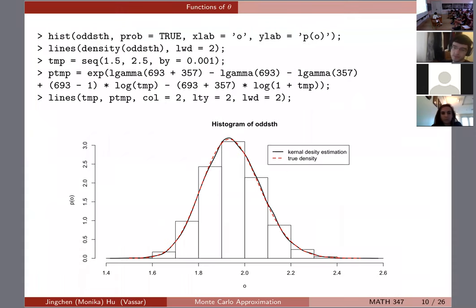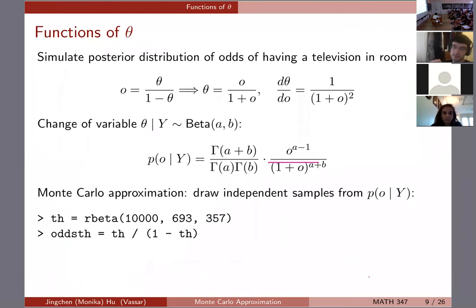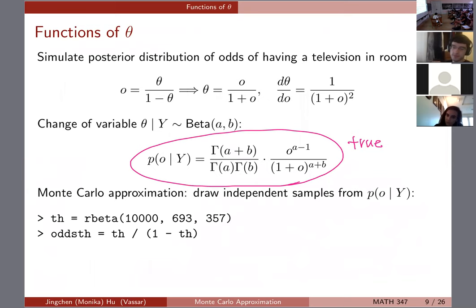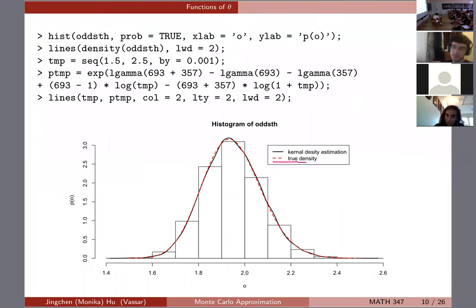All right, so let me show you how you can summarize that and how close that approximation is. So over here, I just plot it using histogram and then density over here. So the red dashed one is the true density. So maybe let me bring it back really quick. So over here, you see that this is the true density. I can still write a function to plot this. That's what this red dashed line is. And the black solid line is the kernel density estimation, and that's doing Monte Carlo approximation. Okay. So this plot is trying to show you how close the approximation is.